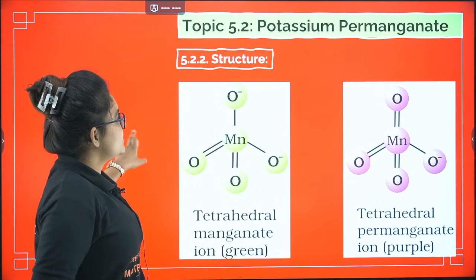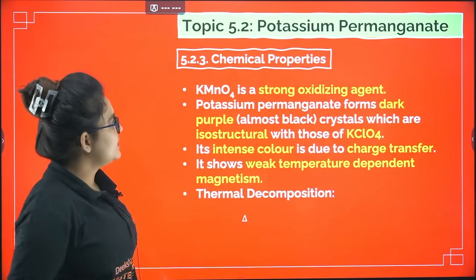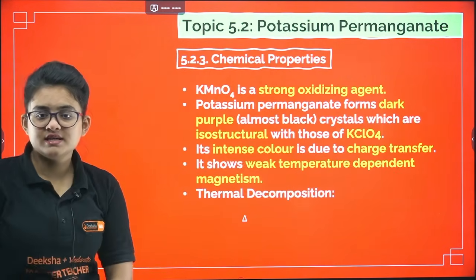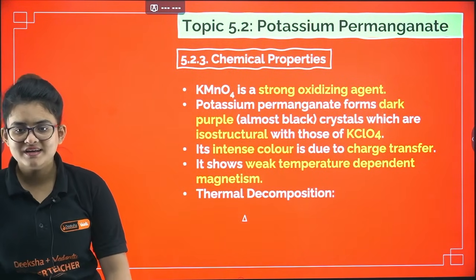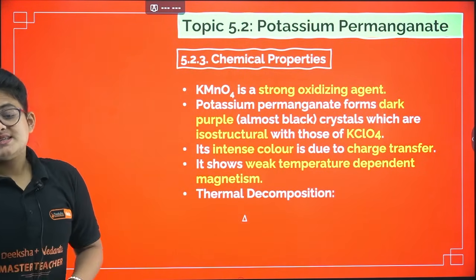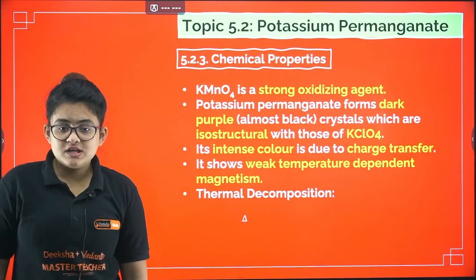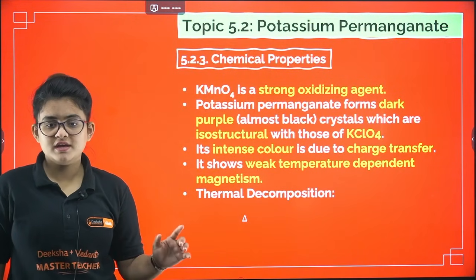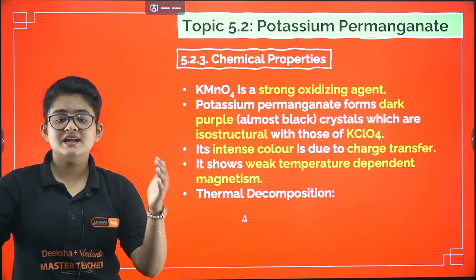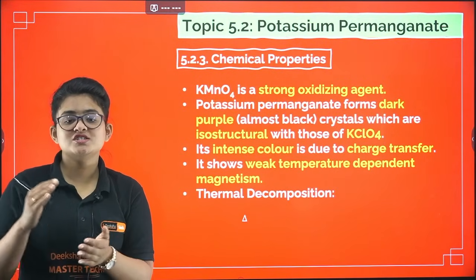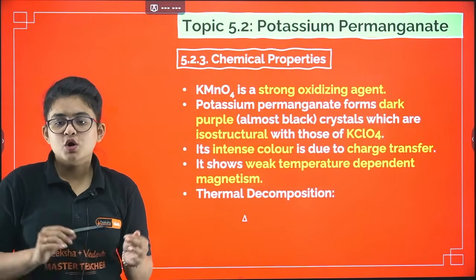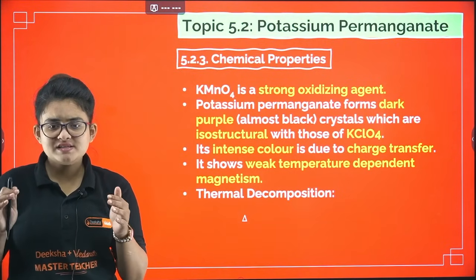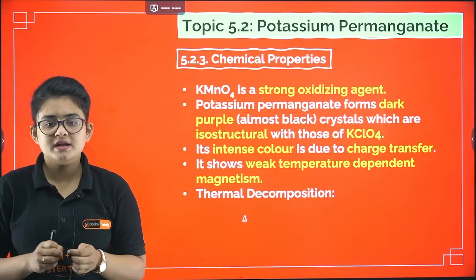Let's proceed. Chemical property: it's a very strong oxidizing agent. It's a dark purple color, almost looking like black. It is isostructural with KClO4, which is a very important point. Its intense color is due to the charge transfer phenomenon, ligand to metal. It involves magnetism, but very weak, temperature independent magnetism.